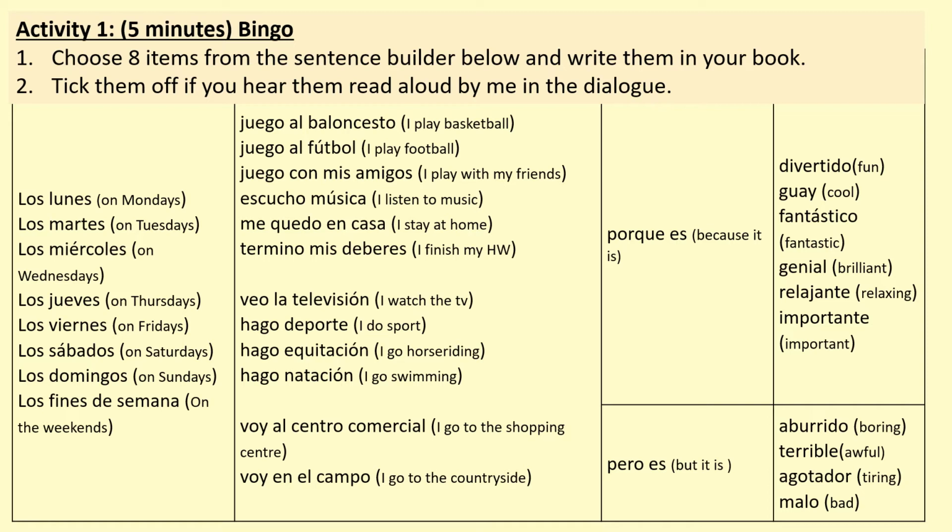Hola, me llamo señorita Clinton y tengo 20 años. En mi tiempo libre hago natación con mis amigos porque es divertido. También juego al baloncesto con mi hermana, pero es malo. Los jueves voy al centro comercial con mi madre y es terrible. Los sábados salgo con mis amigos y es guay. Finalmente, los domingos me quedo en casa porque es relajante.